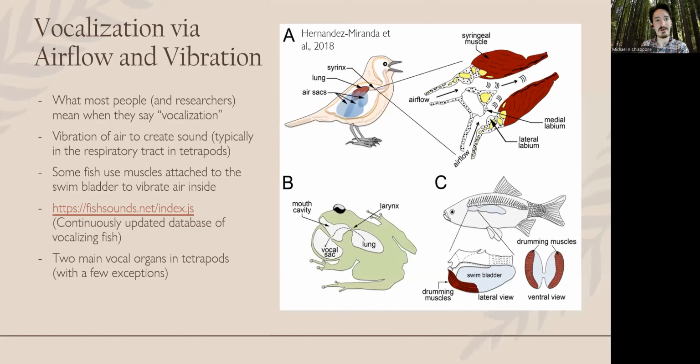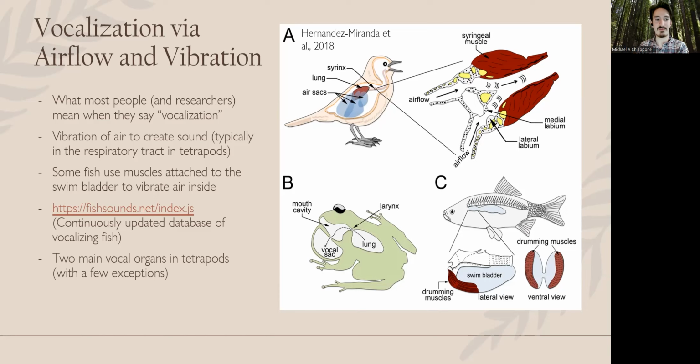So let's go ahead and move on to vocalization via airflow and vibration. This is really what most people and what most researchers mean when they say vocalization. They mean vibration of air to create sound, typically in the respiratory tract of tetrapods. Now, you could argue that many of the things that we have already talked about are vocalization, but this is what is usually meant by that.